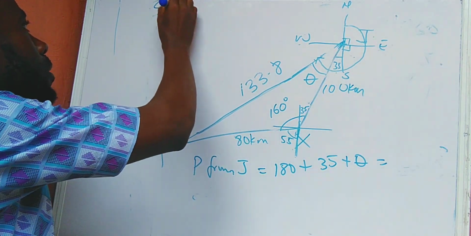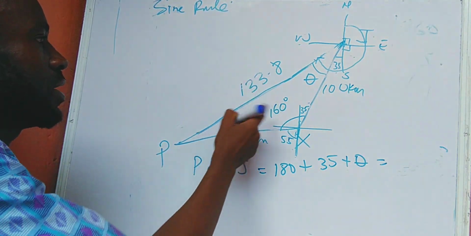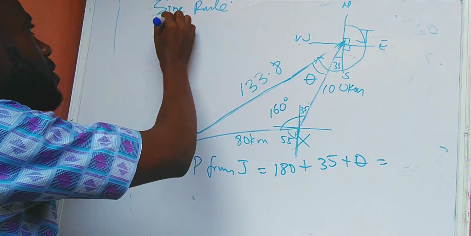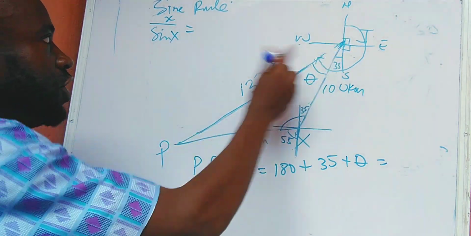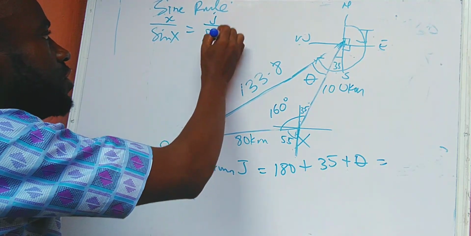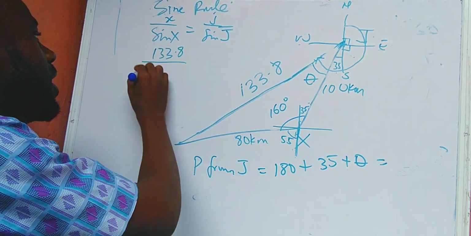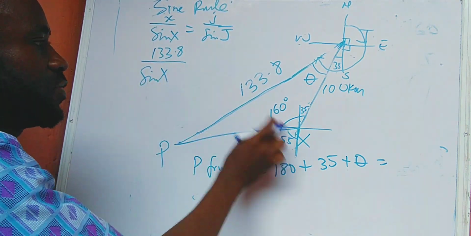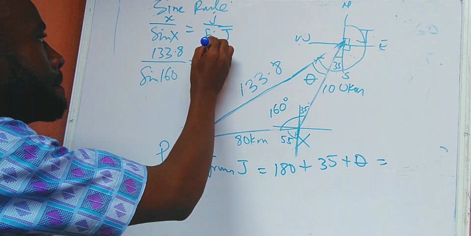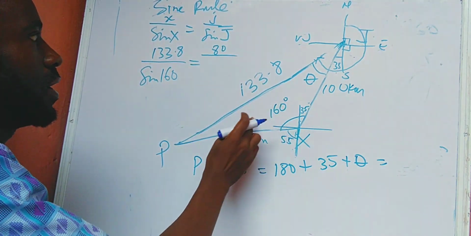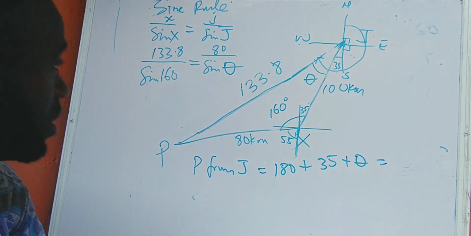So using our sine rule, we have these two angles complete, the side and the angle, and the side. So we are going to use x. We are going to have x over sine x is equal to j over sine j. My x this time is 133.8 all over sine x. My x is 160, so let me put sine 160. My small j, which is 80, all over sine j. My sine j now is theta. So this theta is what I'm actually looking for.